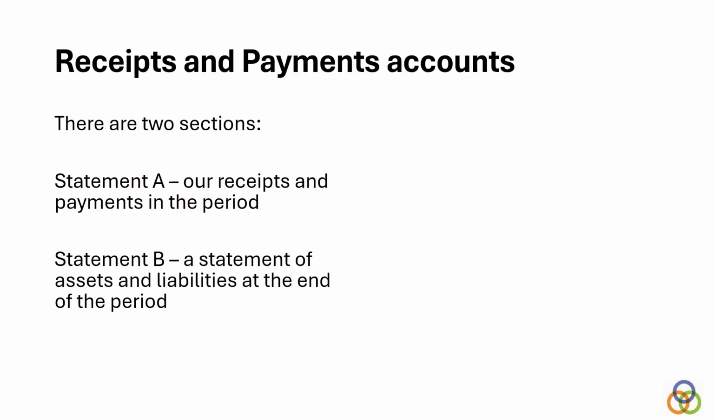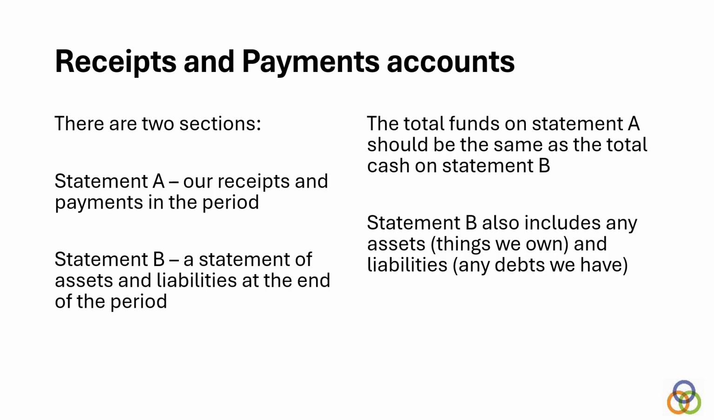So with receipts and payments accounts, folks, there are 2 sections. There is statement A, which is saying what's come in and what's gone out. And then there's statement B, which is a statement of assets and liabilities at the end of the period. And so the total funds on statement A should be the same as the total cash on statement B. And we often see it in Braid's Finance when things have gone a bit pear-shaped, and that isn't the case. So always make sure you're checking.